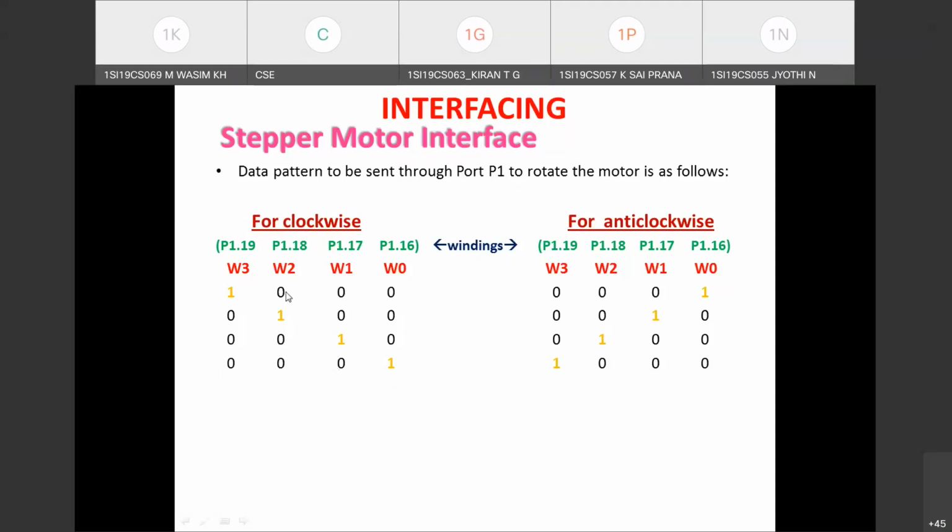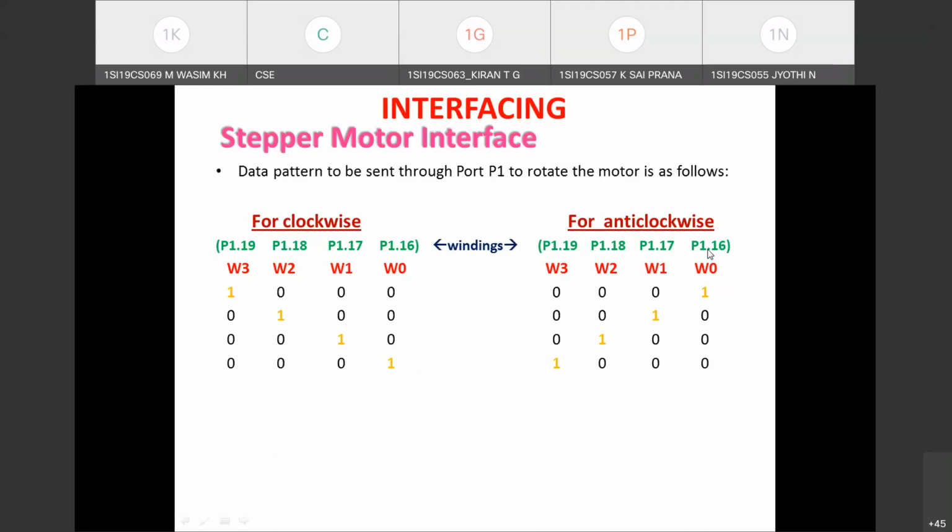Again, we repeat it. After supplying the voltage to winding 0, we again supply the voltage to winding 3, and so on. If you apply the voltage to the windings in this order, what you'll see is clockwise rotation of the rotor, that is, the stepper motor will rotate in the clockwise direction. If you want to rotate the motor in the anti-clockwise direction, then this is the pattern you are going to use.